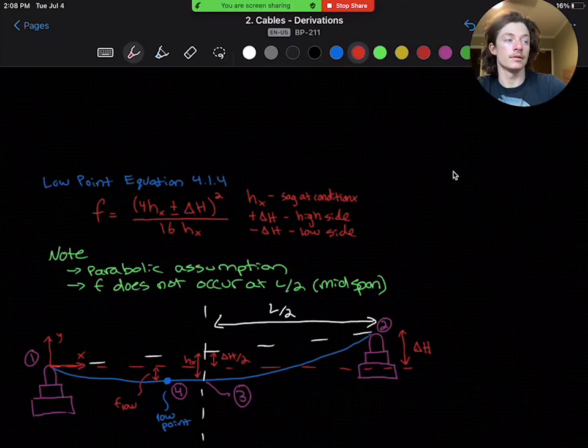In this short video, we will go through the derivation of the low point, f. The learning objective for this video is simply to understand the derivation behind the f equation, which is equation 4.1.4 from the FHWA Bridge Binder Volume 2 design.